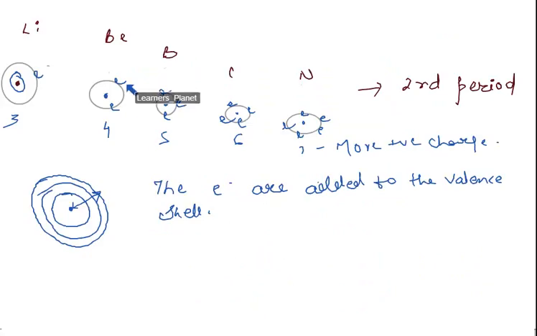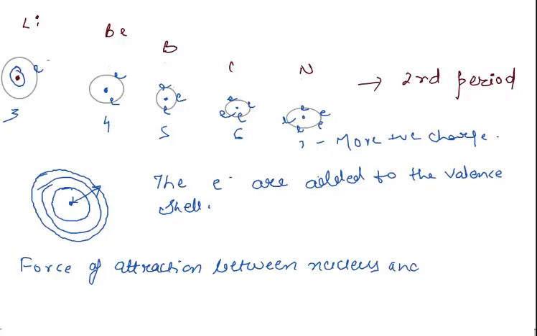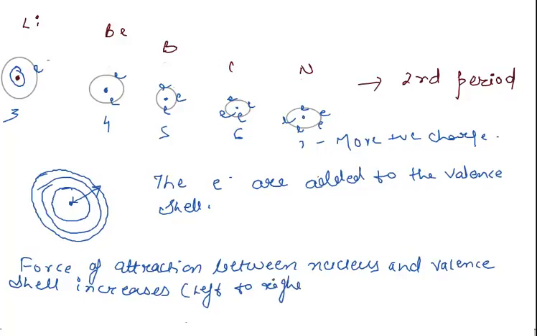What I told you was that the number of electrons added to the valence shell increases, and the force of attraction between the nucleus and valence shell increases when we move from left to right in a period.